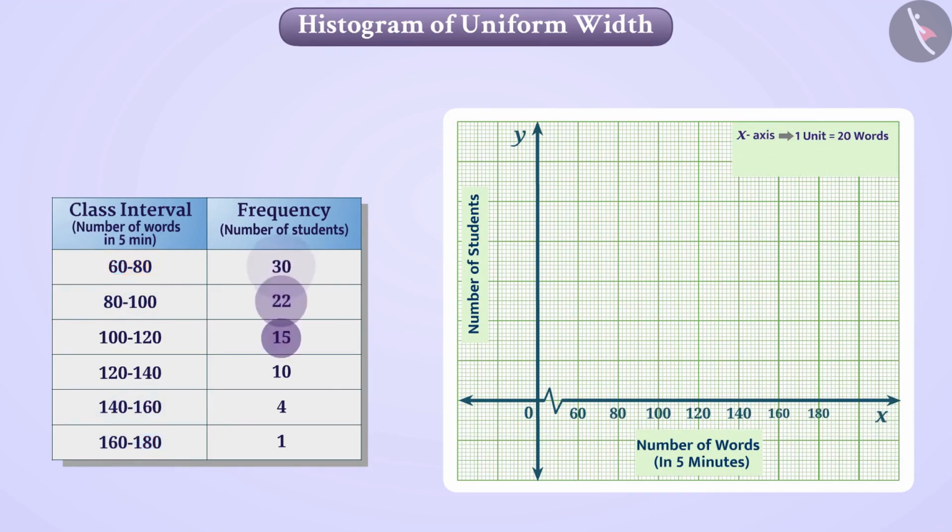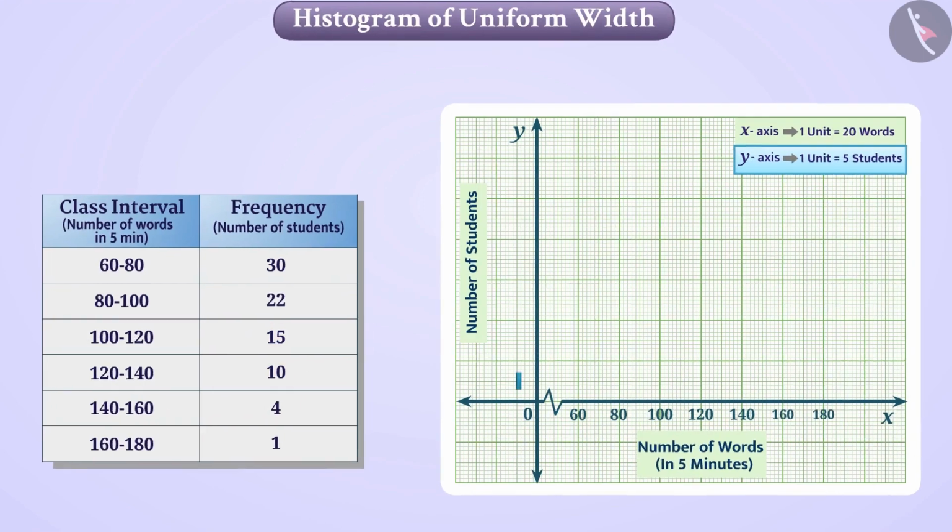To show the number of students, we also have to take an appropriate scale on the y-axis. Here, a suitable scale is needed so that we can properly represent the smallest number 1 and the largest number 30. We can take the scale for the y-axis as 1 unit equal to 5 students. Since the numbers 30, 15 and 10 are multiples of 5, it would be easy to represent them.